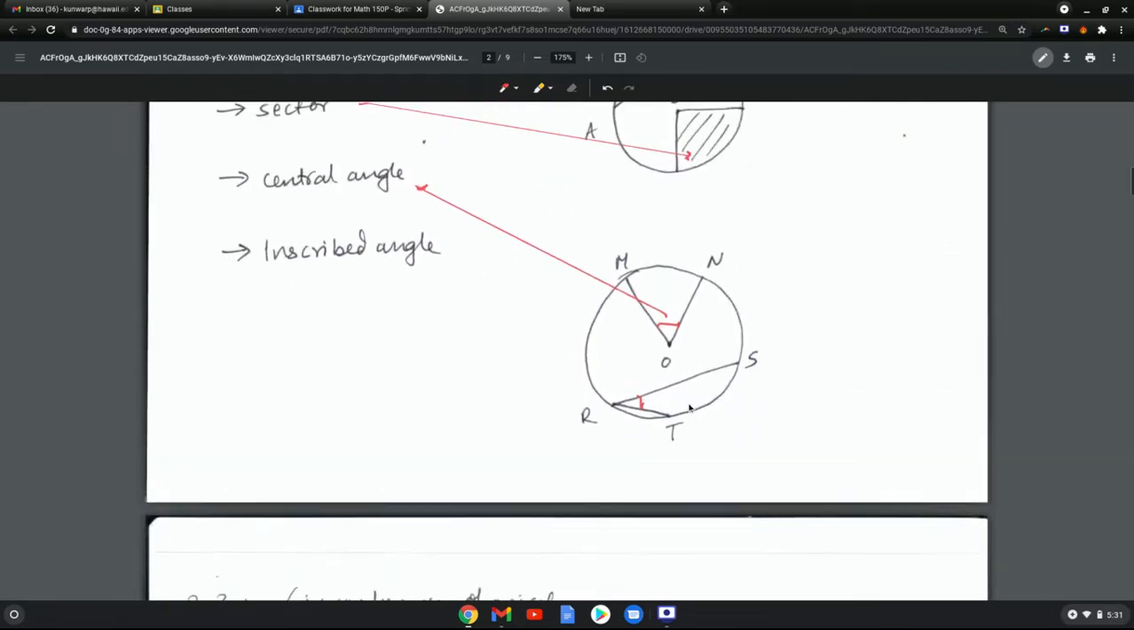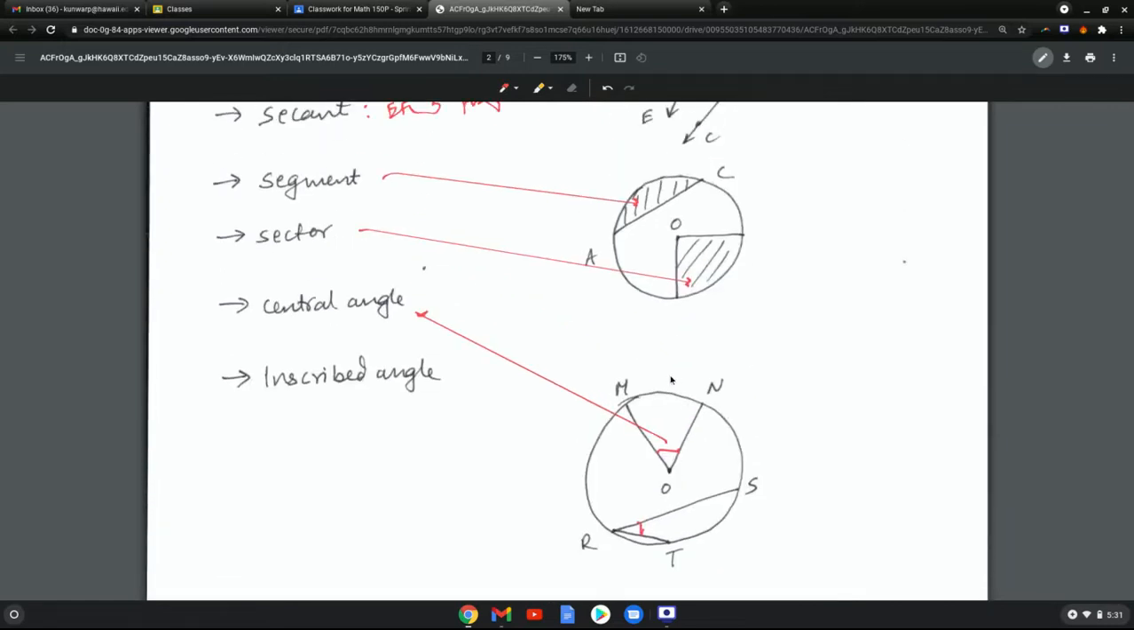All right, in the next video, I'll be talking about the circumference of the circle, how to find it, and just a few examples based on that topic.